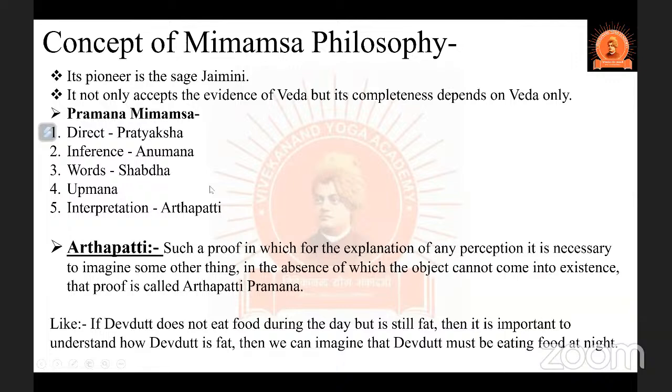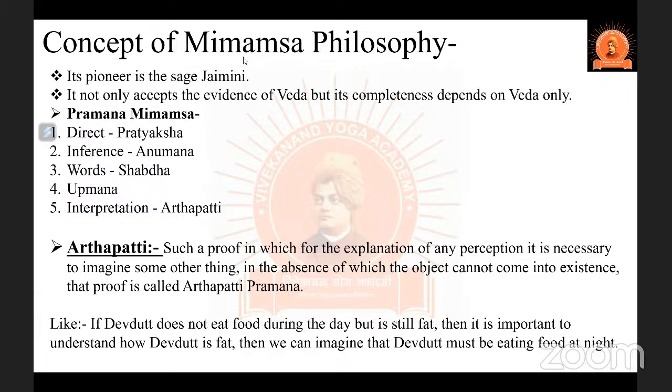The author or pioneer of Mimamsa philosophy is sage Jaimini. It not only accepts the Veda, but if the Veda is there, then only this philosophy can explain its philosophical things. It is completely dependent on the Veda itself. That's why it is called Purva Mimamsa. The other one is Uttar Mimamsa, that is Vedanta. It is the end part of the Vedas.